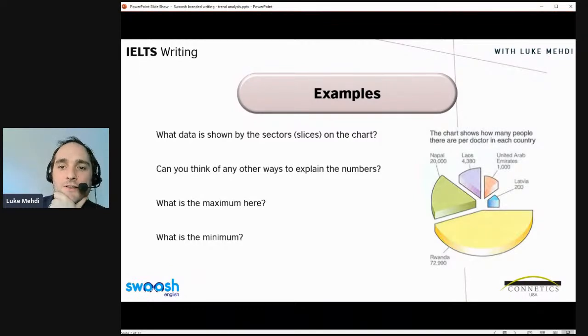This pie chart, to be honest, would probably be given with another form of data containing task. You might get a pie chart like this with a line graph or a bar chart or something like that. There's not enough detail to write a full task one on this. If you got this, a task one would not look like this. Too difficult to write 150 words, and you would have to give all of the data. So in this one, what is being shown by these slices, the sectors on the chart? Any ideas?